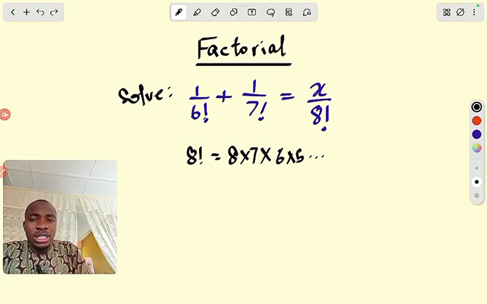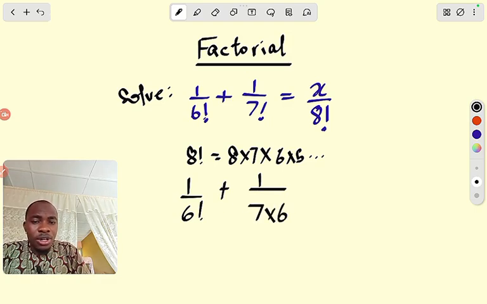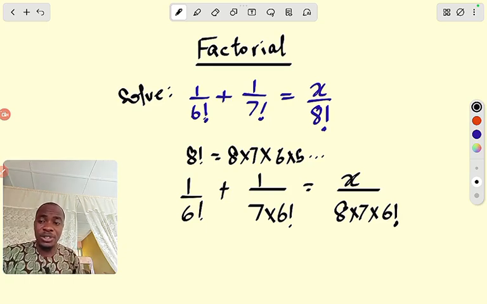Understood? So this is what we're going to have. We're going to have 1 over 6 factorial plus 1 over, now instead of 7 factorial I'm going to be having 7 times 6 factorial, then equals x over 8 times 7 times 6 factorial. We stop at 6 factorial.